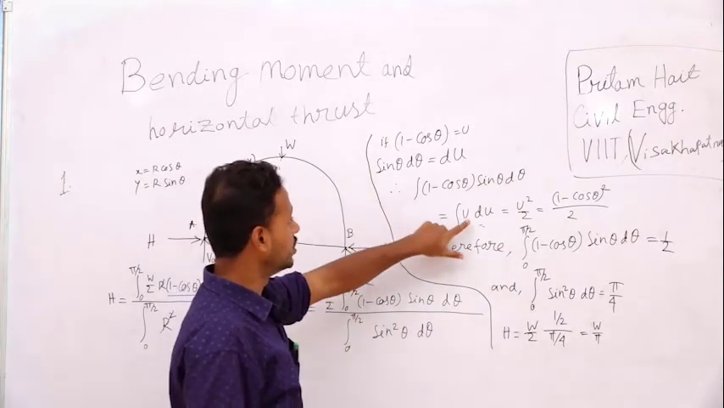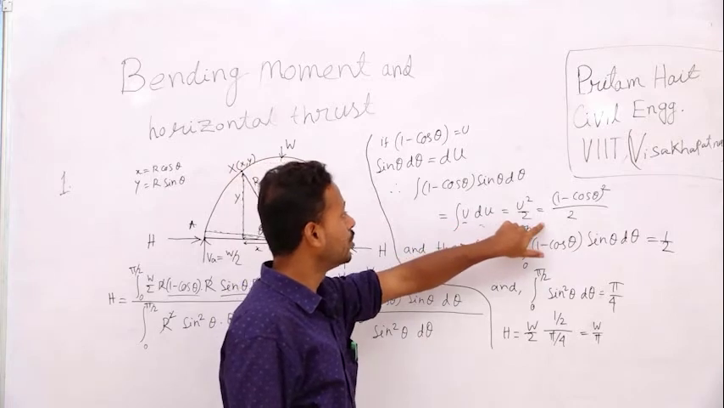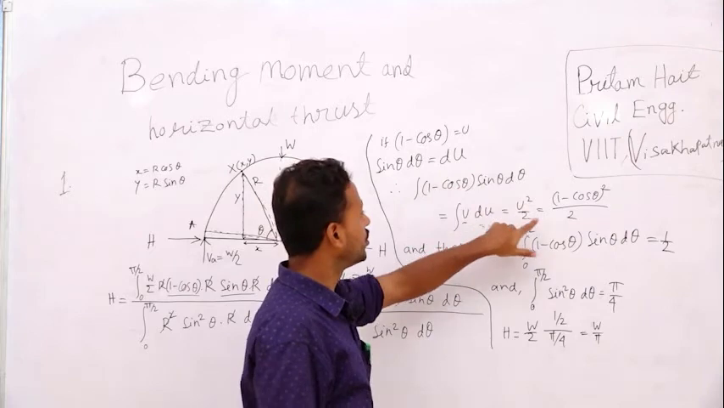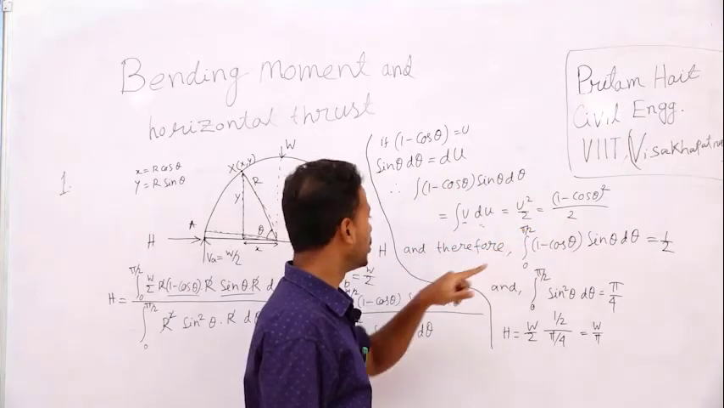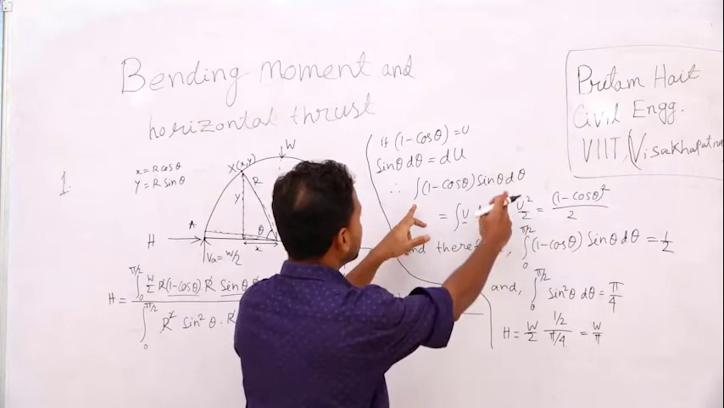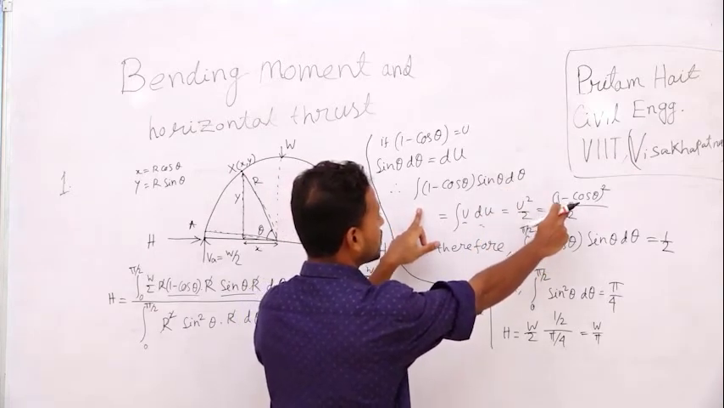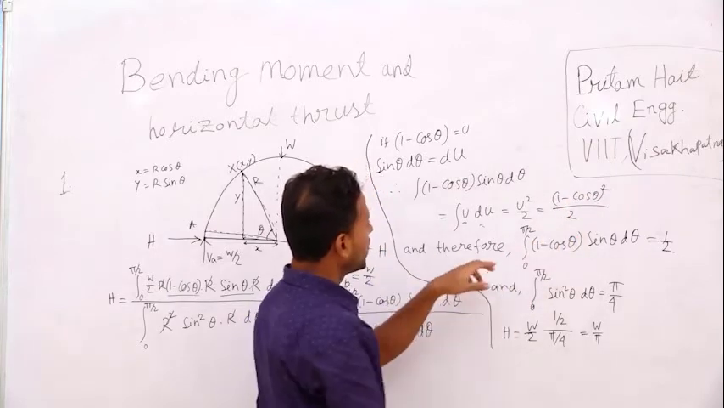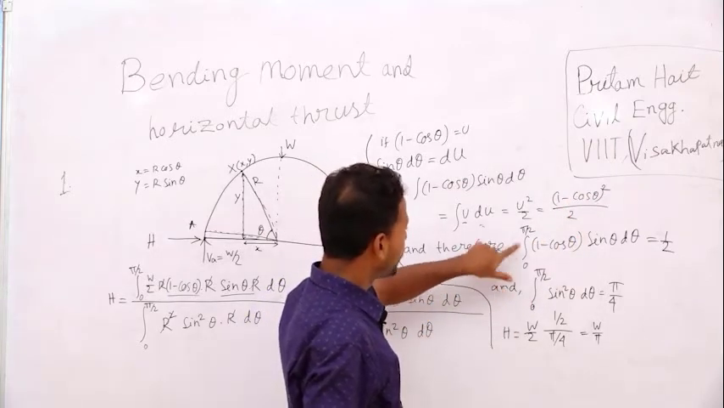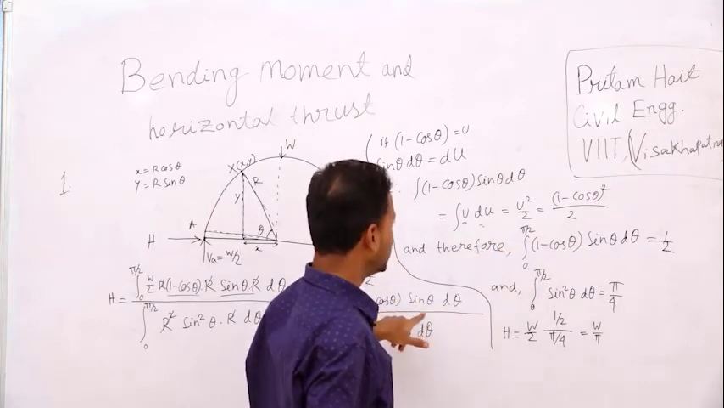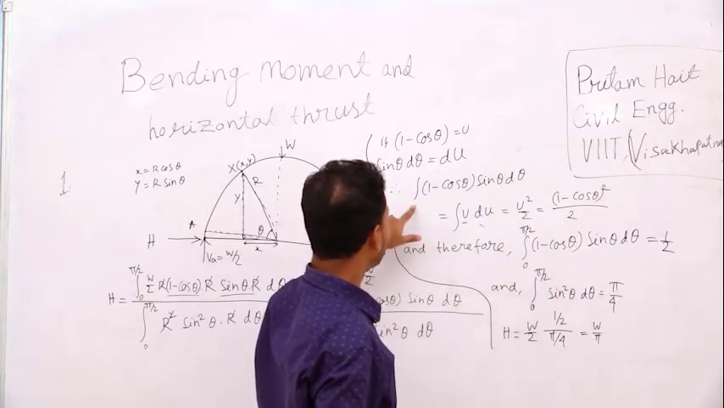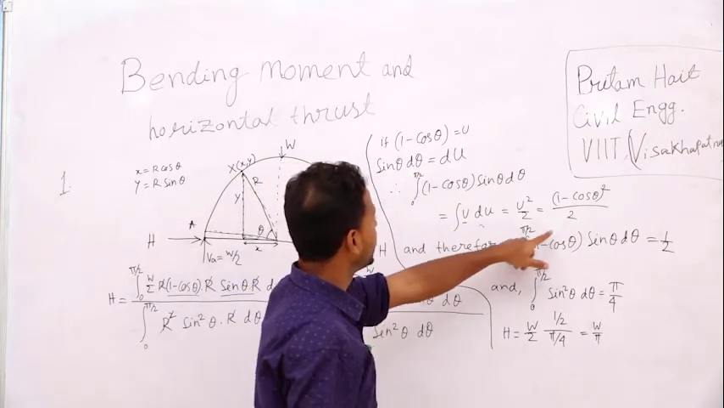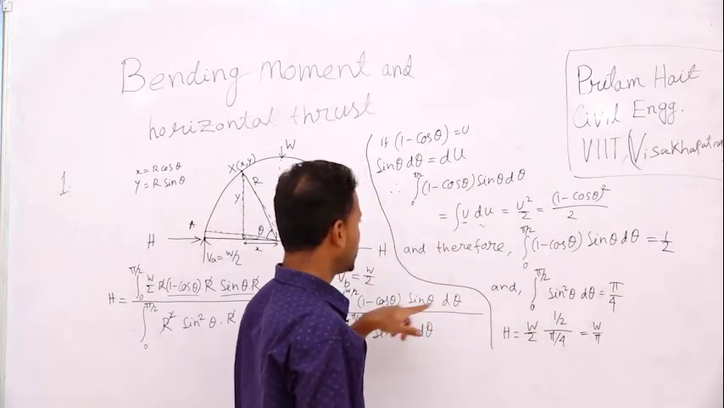So if you integrate u du, you will have u square by 2, and you put the value of u as 1 minus cos theta whole square. So 1 minus cos theta whole square by 2 is the integration of this function. Therefore, the integration of 1 minus cos theta sin theta d theta from 0 to pi by 2, if you put the limits 0 to pi by 2, is half.